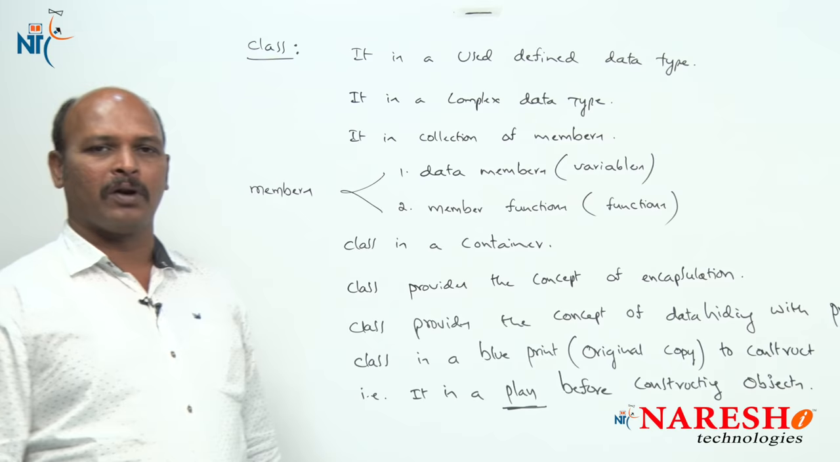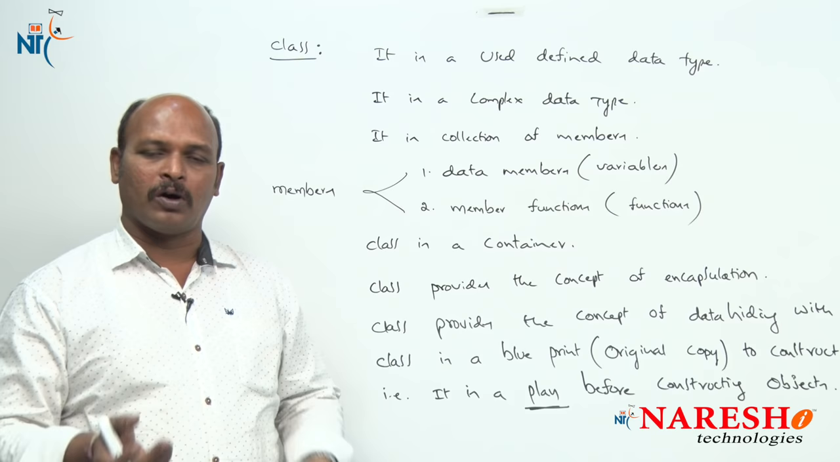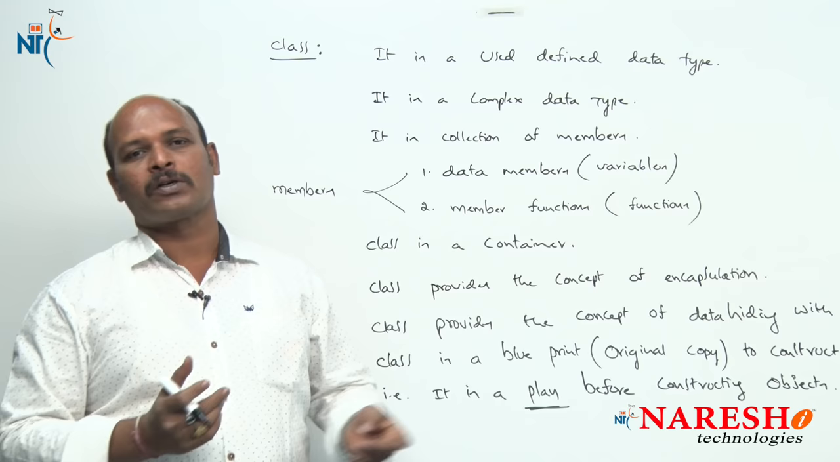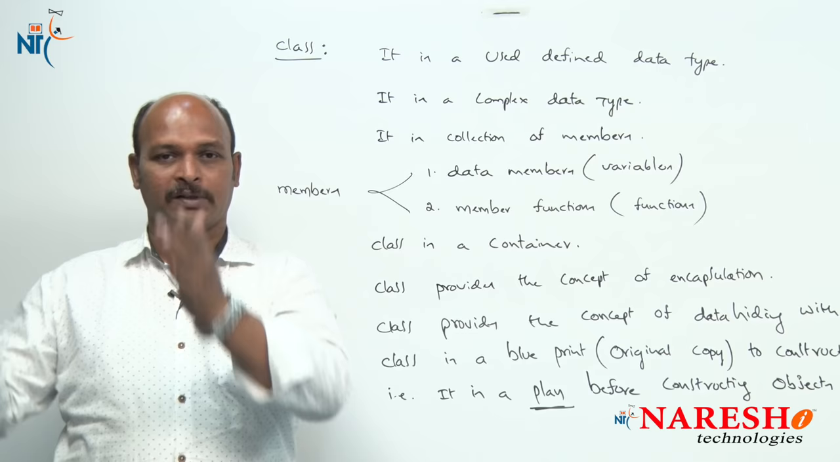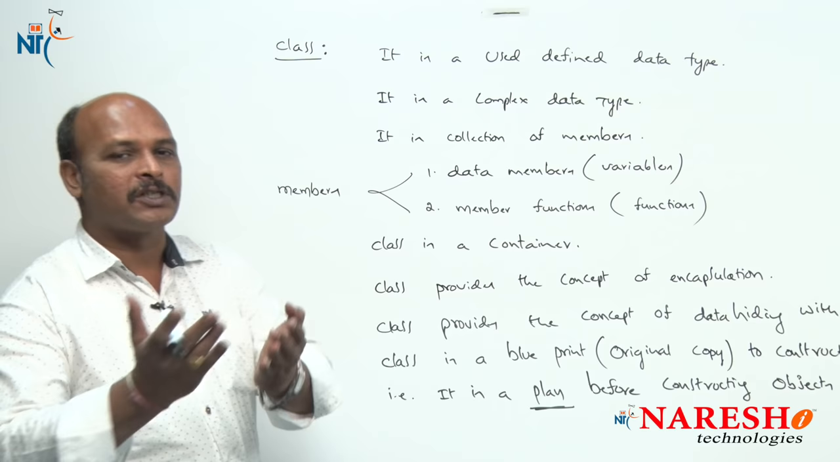For example, to construct a building, we should go for a plan. We go to meet the planner, who is also called an architect, or civil engineer. He draws a plan on paper. Based on that plan, the builder constructs the building. That's why the most important point is, class is a plan, a paper plan, which is used to construct the objects.